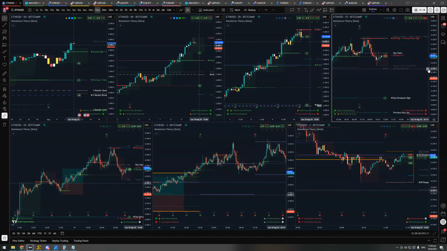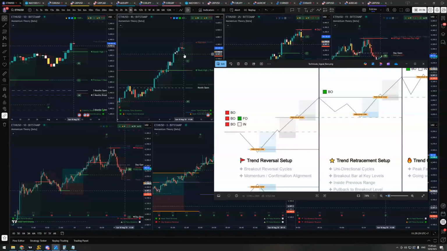Have my alert set up already. If it comes down, I'll know about that. And I also see another setup here on the H4. So this flag, that's a trend reversal setup. Trend reversal setup is this one right here. We have bullish bias and we have a breakout bar on the H4 coming down.